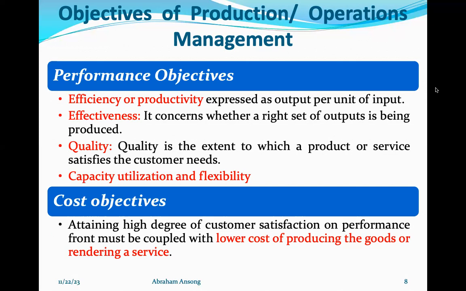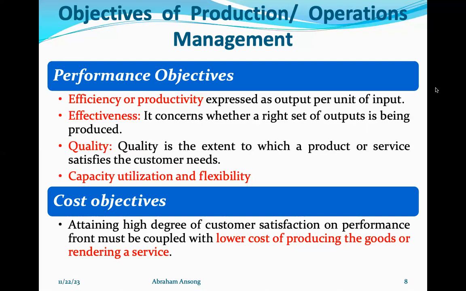So the operations and production management will want to ensure that there is efficiency or productivity. We don't waste resources or raw materials in that particular organization, but any raw materials that we use in our manufacturing or in our production, we'll be able to get the maximum output out of those inputs that we invest in the process. Then they want to ensure effectiveness as part of the performance objective.